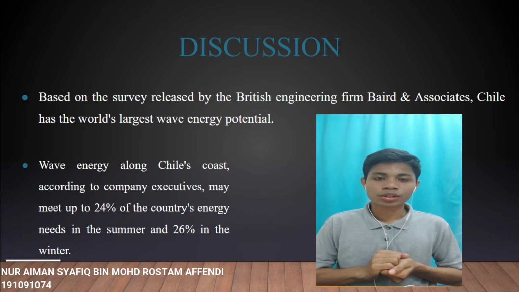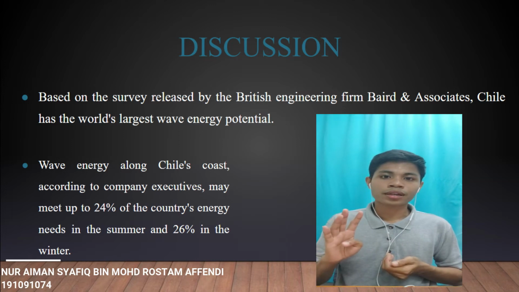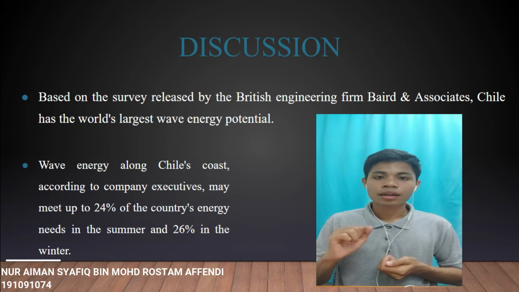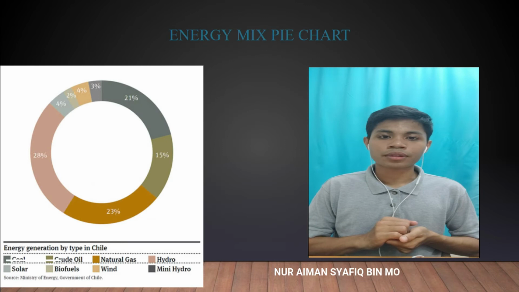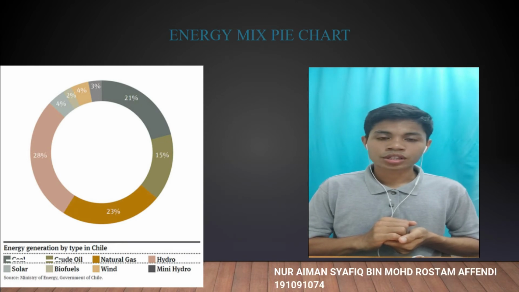For our wave power generation, we chose Chile as our chosen country because it has the largest wave energy potential, based on the British engineering firm Bain and Associates. According to an executive, Chile's coast will supply about 24% of the country's energy in the summer and 26% in the winter. Next I will talk about the energy mix in Chile.